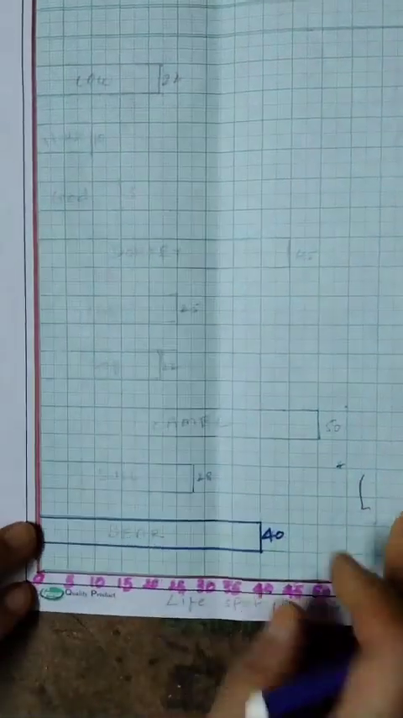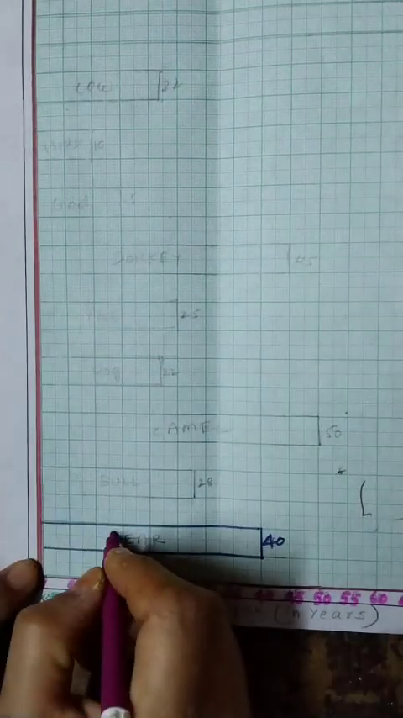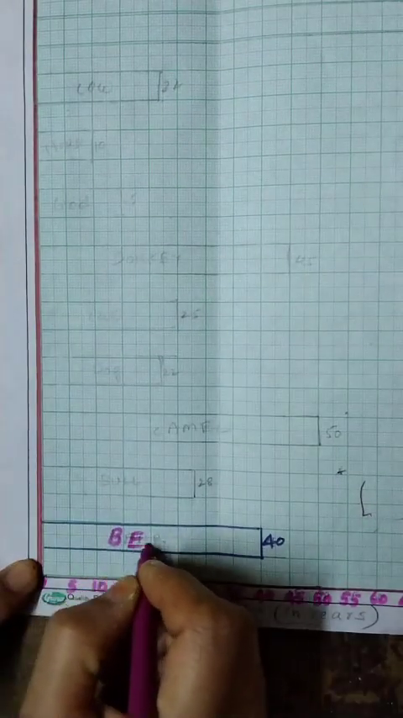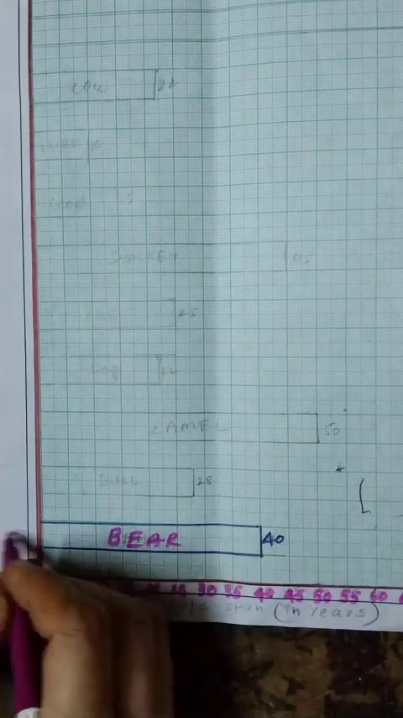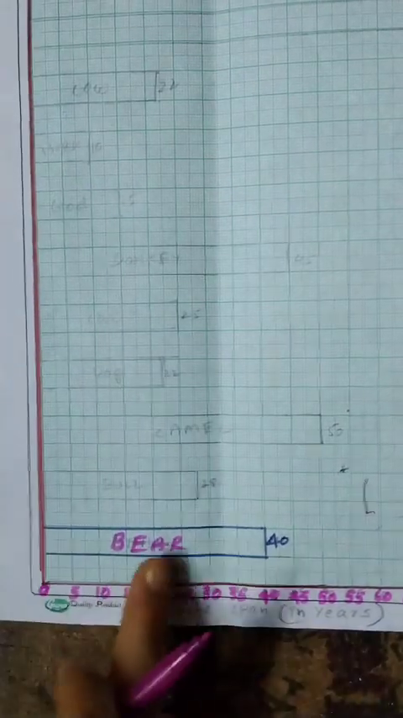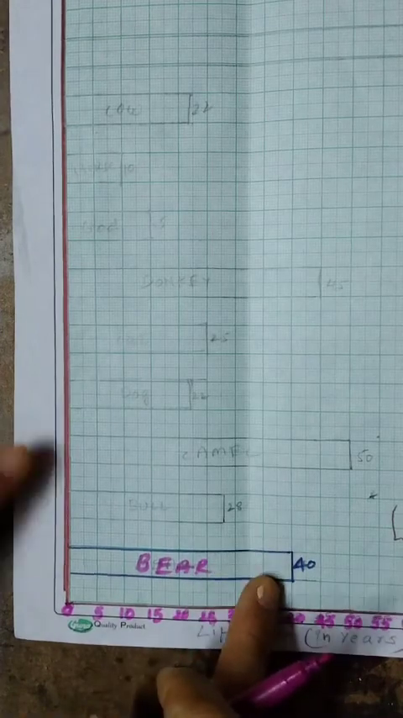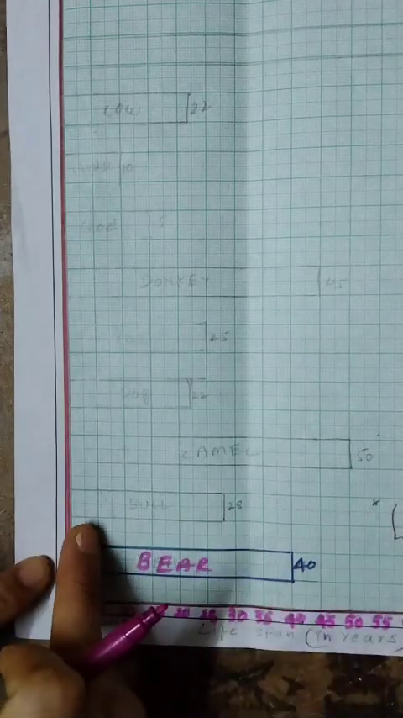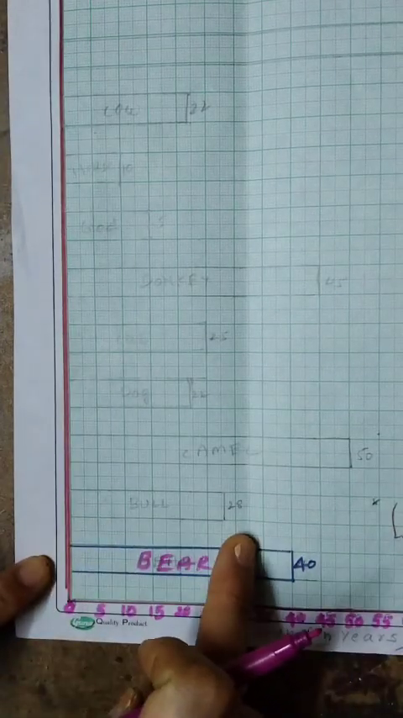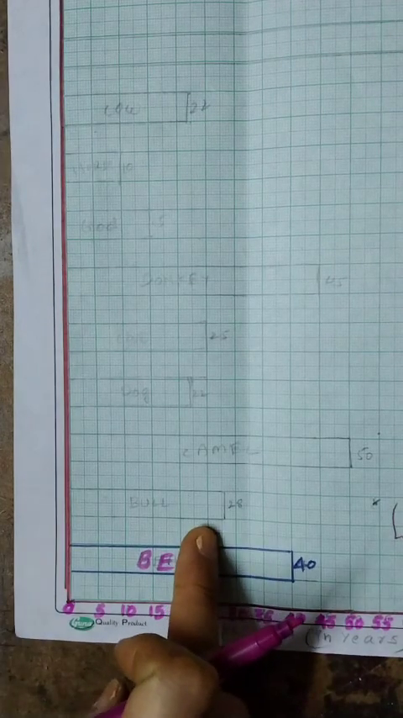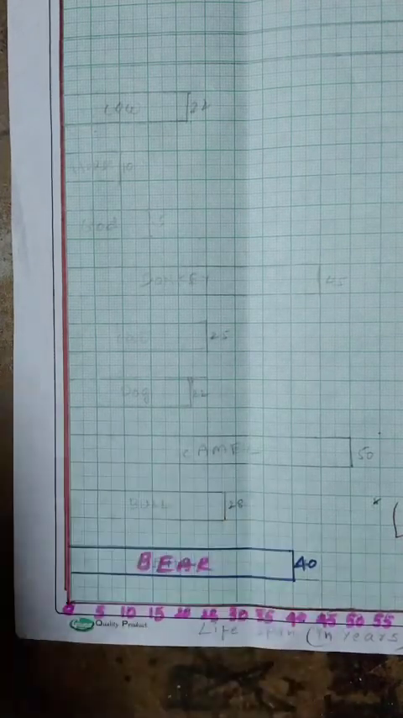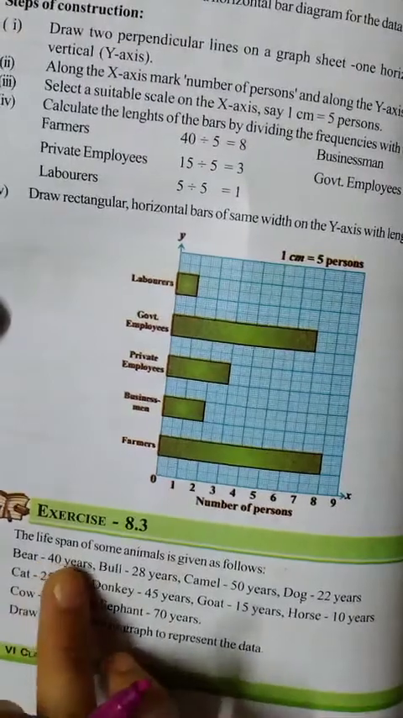I also want to write the names, so with another sketch pen I write bear, B-E-A-R. We could write the names here also, but the space is not sufficient. After that we leave 1 centimeter and draw the lifespan of the next animal. Bear is 40, completed.